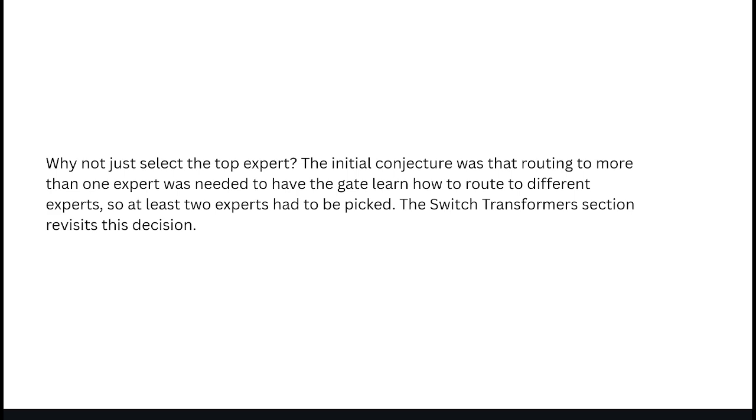Another question: why not just top 1 instead of needing top K? This is a conjecture that routing to more than one expert was needed to learn how to route to different experts. So at least two experts had to be used, but the switch transformer section refines this decision. This is just an intuitive way of thinking, but it seems very reasonable. But as always, this may not be the truth. It requires experiments to verify it.